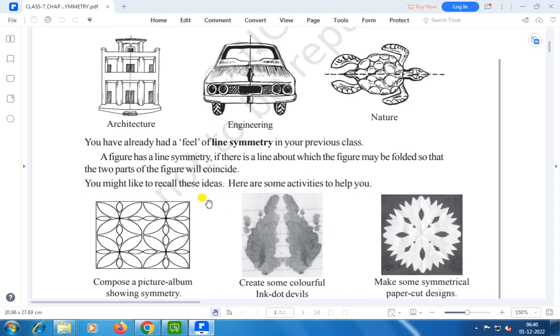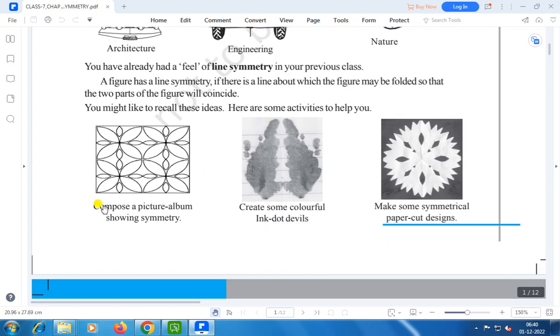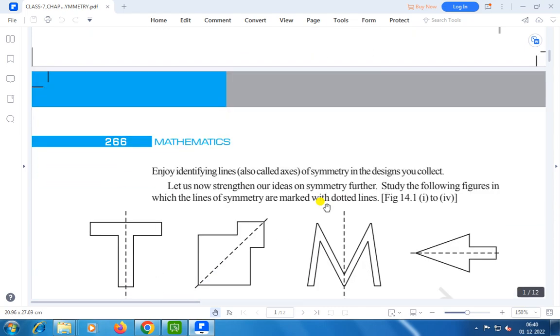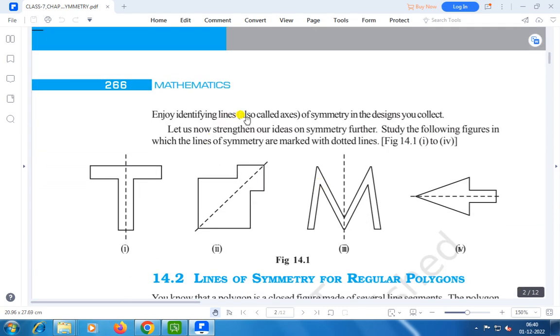Here are some activities to help you. Compose a picture album showing symmetry. This is a symmetrical picture. Create some colorful ink dot devils. Ink dot devils are also symmetrical. Make some symmetrical paper cut designs. These are also symmetrical. Enjoy identifying lines, also called axes of symmetry, in the designs you collect.